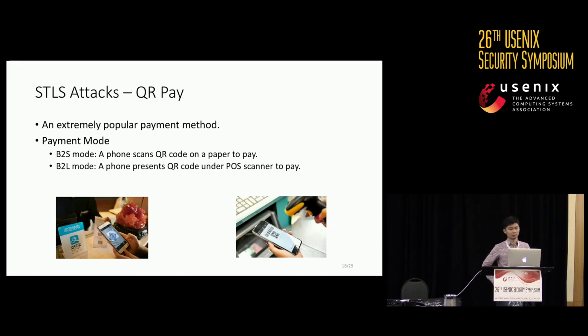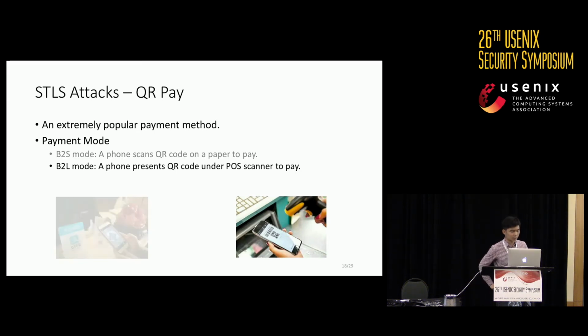For the B2S mode, a phone scans the QR code printed by the vendor on paper to pay. And in the B2L mode, a phone presents the QR code generated on the screen and puts the screen under the post scanner to pay the vendor. And our attack focuses on the B2L mode.